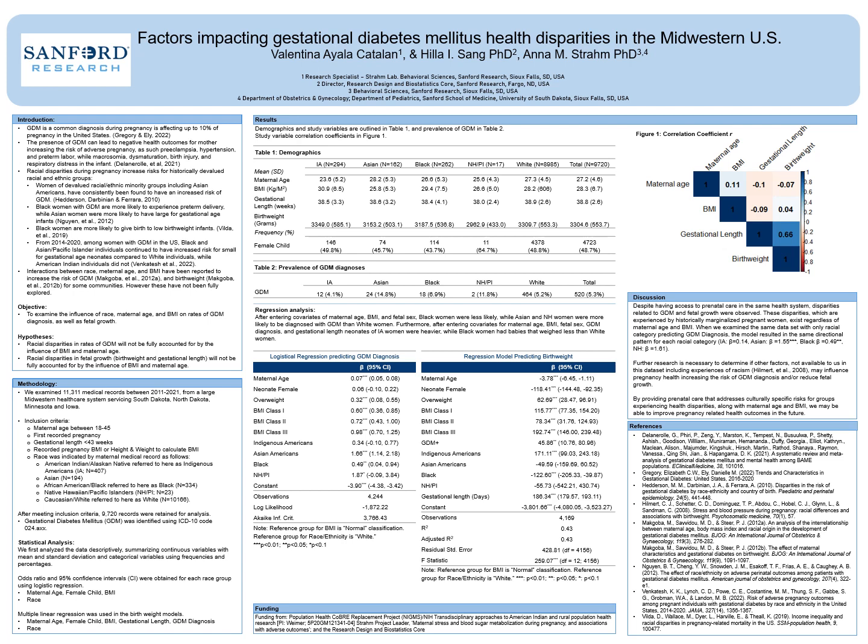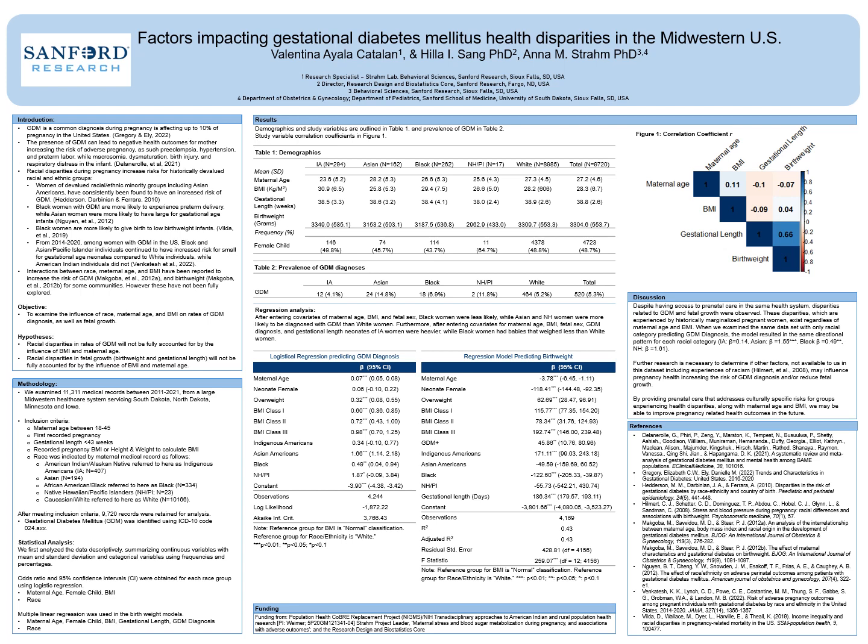Hello everyone, my name is Valentina Catalan, and today I want to show you the factors impacting gestational diabetes mellitus health disparities in the Midwestern United States. In the United States, gestational diabetes mellitus impacts up to 10% of pregnancies and can lead to negative health outcomes for mother and infant. Prior research suggests underlying factors including maternal age, BMI, and healthcare contribute to these health disparities.